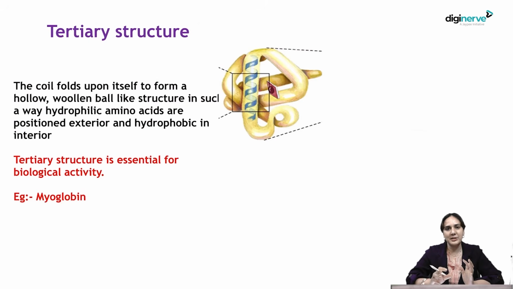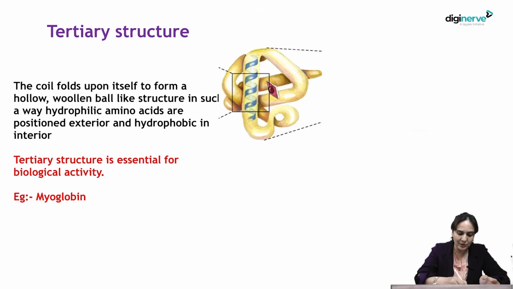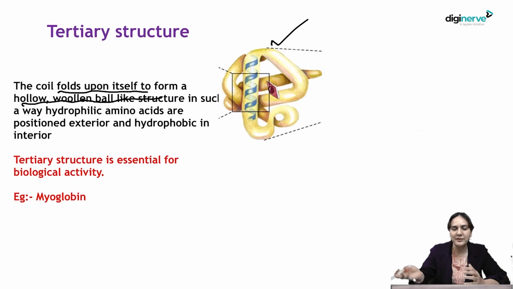Then coming to tertiary structure. We have discussed that the primary structure is a linear arrangement of amino acids, which is then folded into either a helix or beta pleated sheets. Then further, they are again folded on themselves. The big coil folds upon itself to form a hollow woolen ball-like structure, and here hydrophilic amino acids are positioned on the exterior, whereas hydrophobic amino acids are positioned in the interior of that ball. So this is the tertiary structure, and this structure is essential for biological activity.